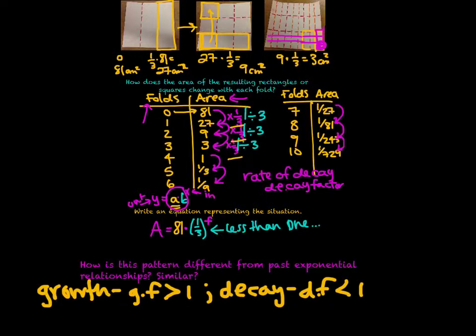But how is it similar? Let's think about this. How is this similar? Well, it's similar because I still can use the same equation. I can use that y is equal to a times b to the x. Let's graph this information. Let's see what happens if we graph it.